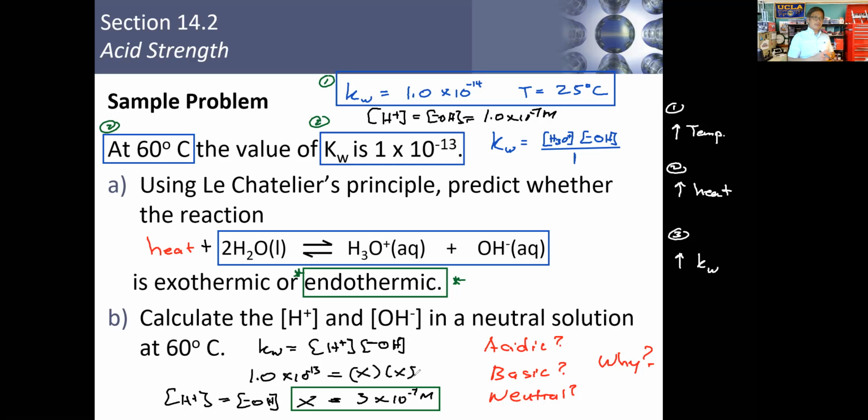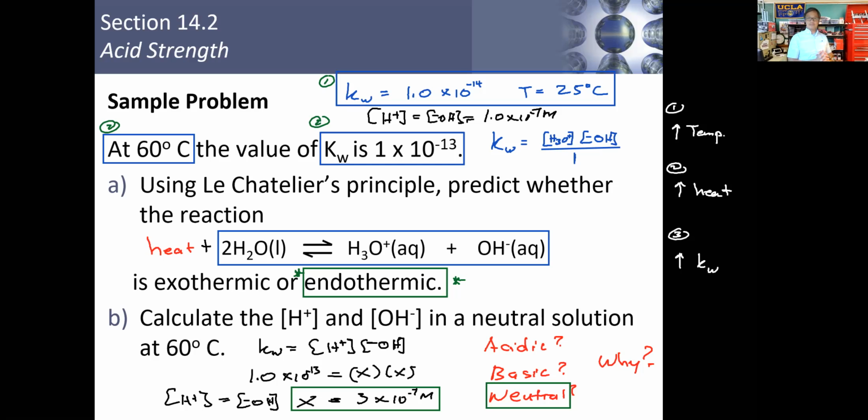Who's right? Well, neither of those two groups would be correct. The solution ends up being a neutral solution. Why? Because the hydrogen ion concentration and the hydroxide ion concentration are equal to one another. And whenever the hydrogen ion concentration and the hydroxide ion concentration are equal, you have a neutral solution. So yes, you have more of both of those, but they're still the same. You have the same amount of both, and therefore this new water solution at 60 degrees still has to be neutral.